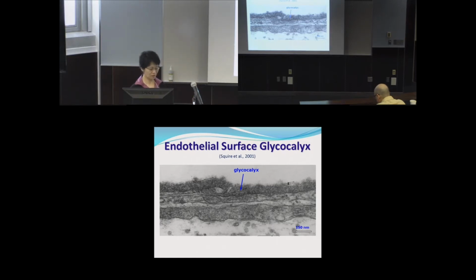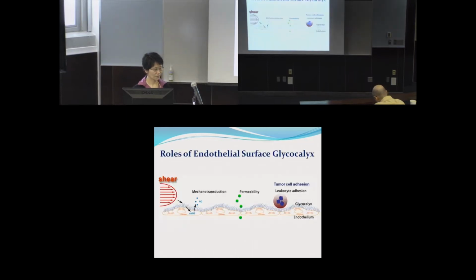But this is from electron microscopy. For preparation for electron microscopy, you have to do a lot of preparation, dehydration, right? So that's roughly the thickness from electron microscopy. So here I just give you a cartoon. This is the endothelium cell lining the vessel wall. This is tissue space. This is blood.